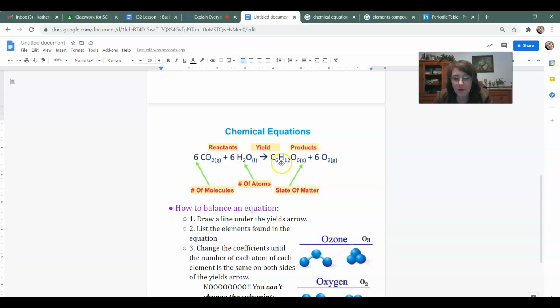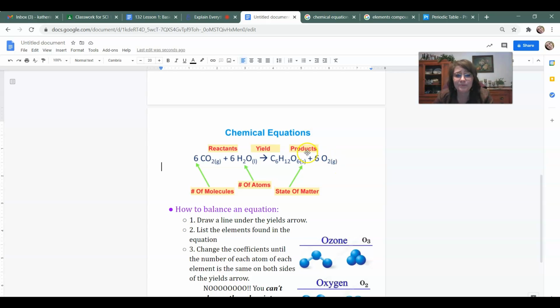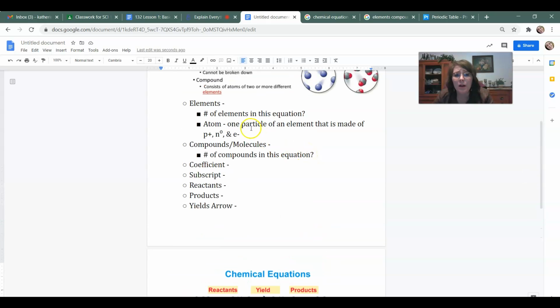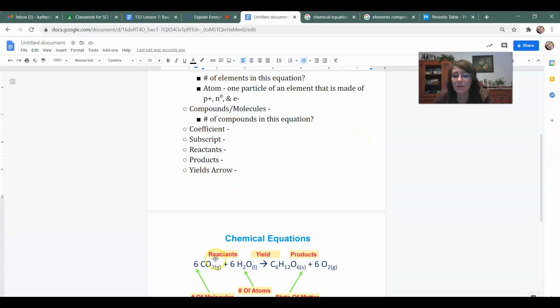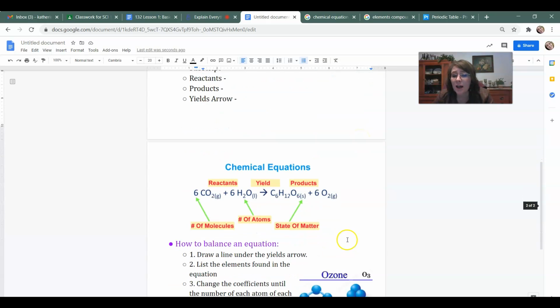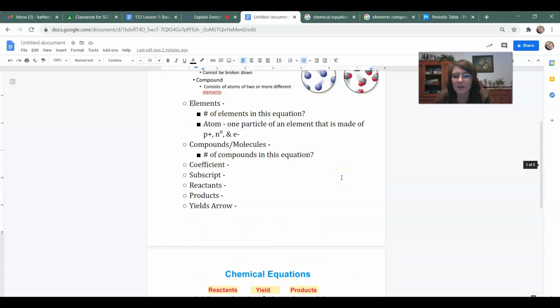On the other side of this, we have C, H, and O again. So we have carbon, hydrogen, and oxygen on both sides of this equation, which is good because if we suddenly had a nitrogen or something over here, we would be breaking the first law of thermodynamics and this would not work. All right, let's go back up. The number of elements in this equation is 3, right? There's carbon, hydrogen, and oxygen. Even though this oxygen is hanging out over here with hydrogen and over here with carbon, it's still oxygen. It's just oxygen atoms that are stuck together into compounds.